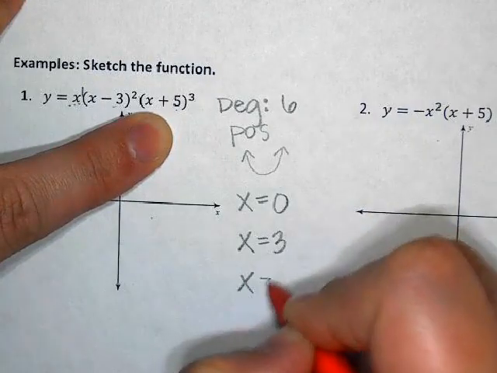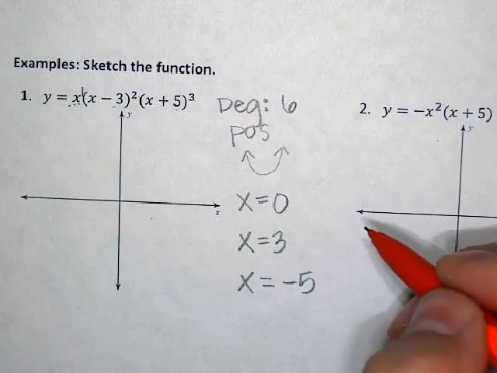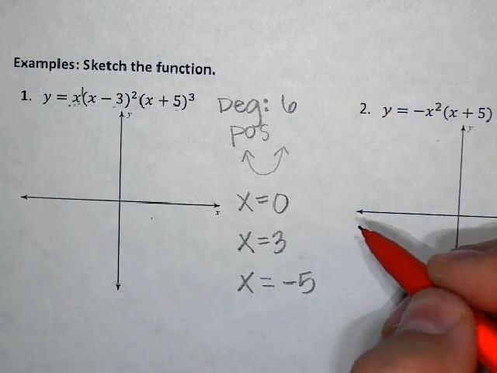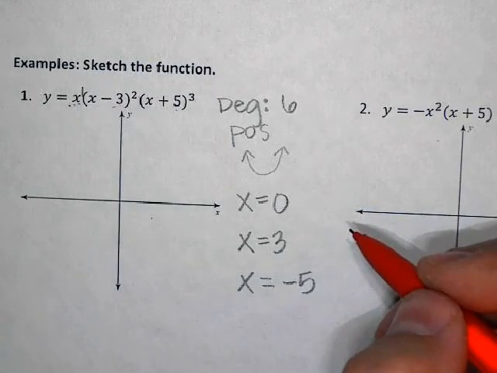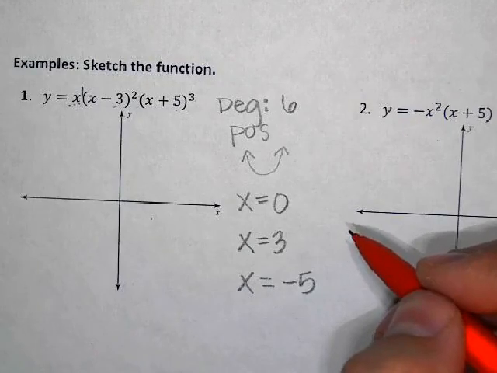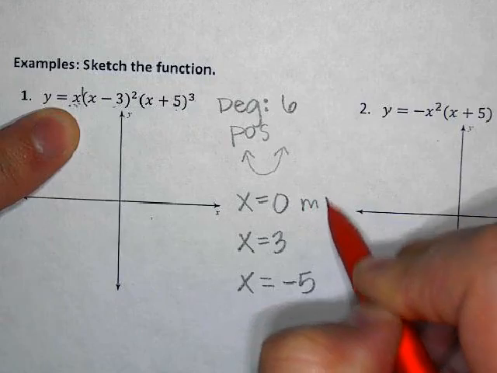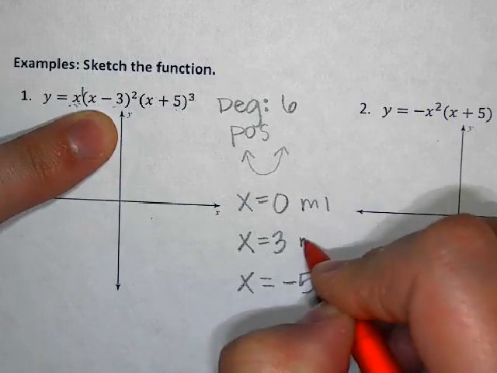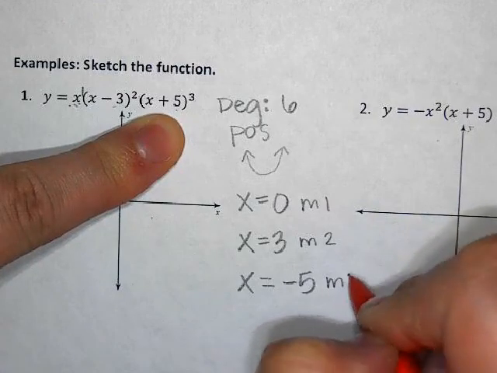Okay. And then for each of them, we need to know what the multiplicity is, because when we draw that x-intercept, we have to know, does it go straight through the graph? Does it bounce when it hits the graph? Or does it squiggle through? So this first one is a multiplicity of 1. This one is a multiplicity of 2. And this one is a multiplicity of 3. So I'm writing down the multiplicity at each.